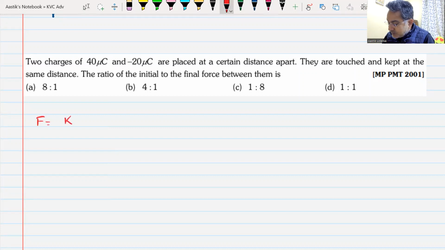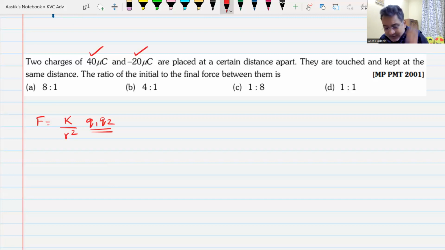Remember, force is given by the formula K by R square multiplied by Q1 Q2. K and R are same. Q1 in the first case is 40 and the second charge is 20. Forget about plus and minus. So the net force will be 800. Now when they are touched, charges interchange. The net charge will remain the same, and the spheres are of the same dimension. So the net charge is plus 20 microcoulomb. Yes or no? Yes, sir. So the charge will be equally distributed because there is nothing else given. So 10 microcoulomb and 10 microcoulomb will come. The net force will become 10 into 10, 100. Initially it was 800. So the answer is 8 is to 1. We understand this? Yes, sir.